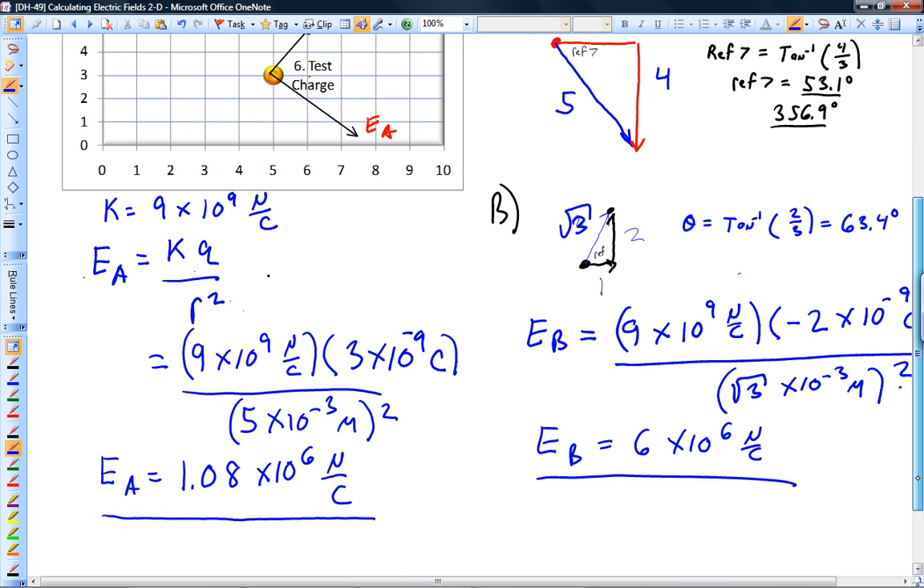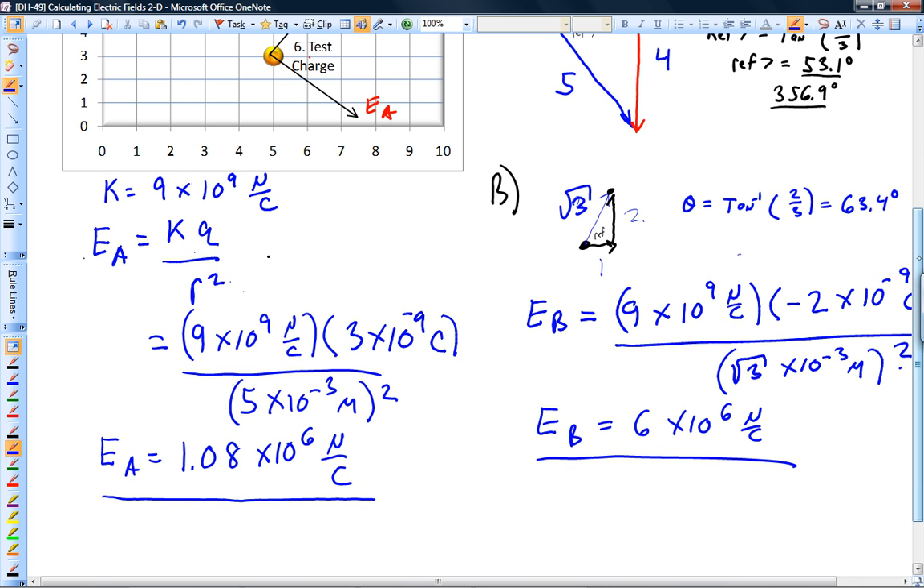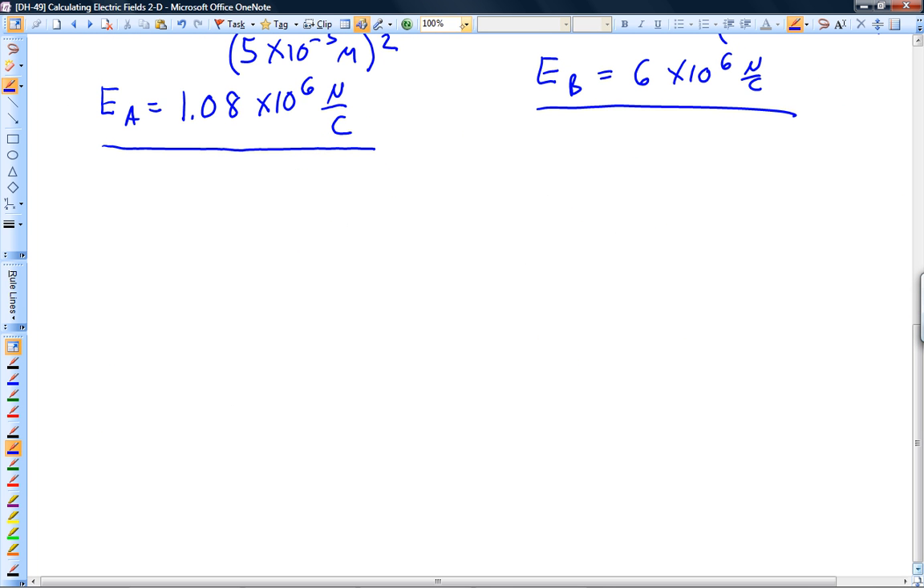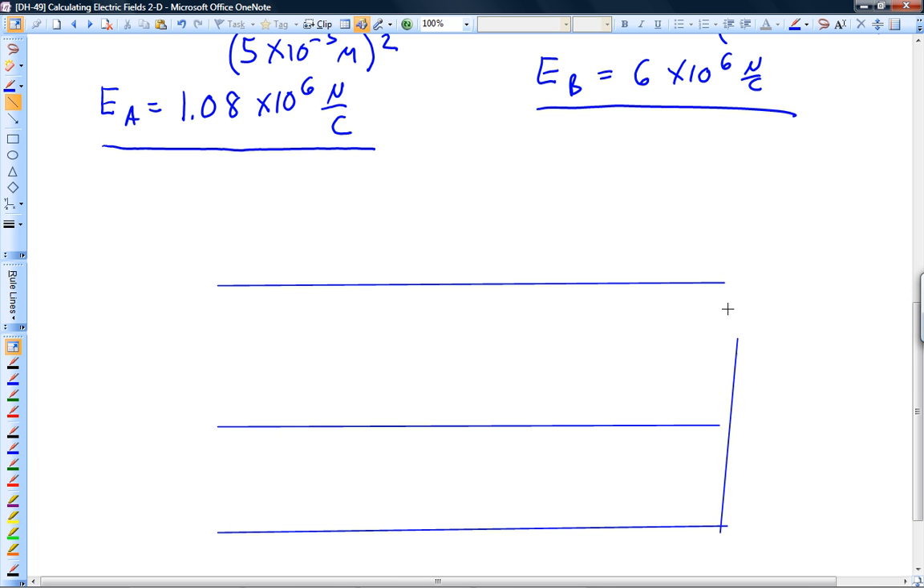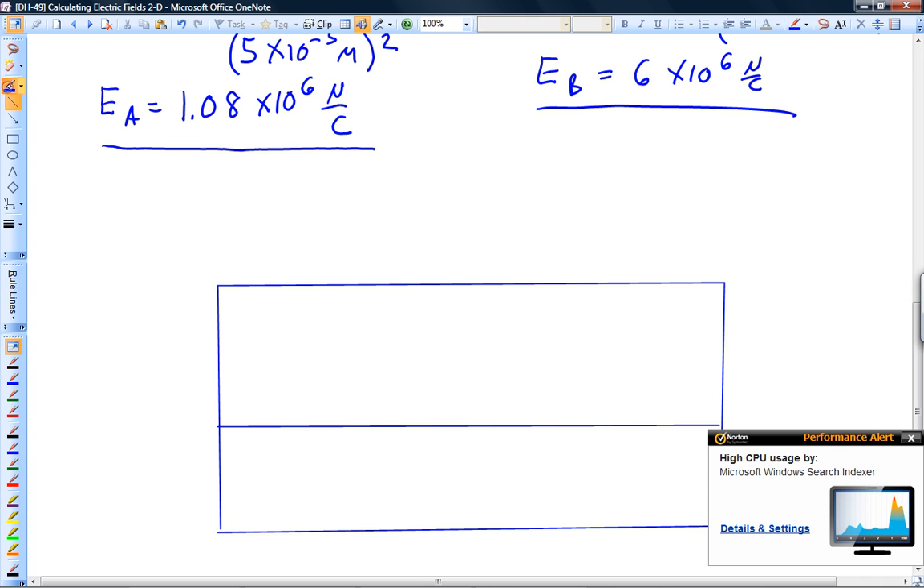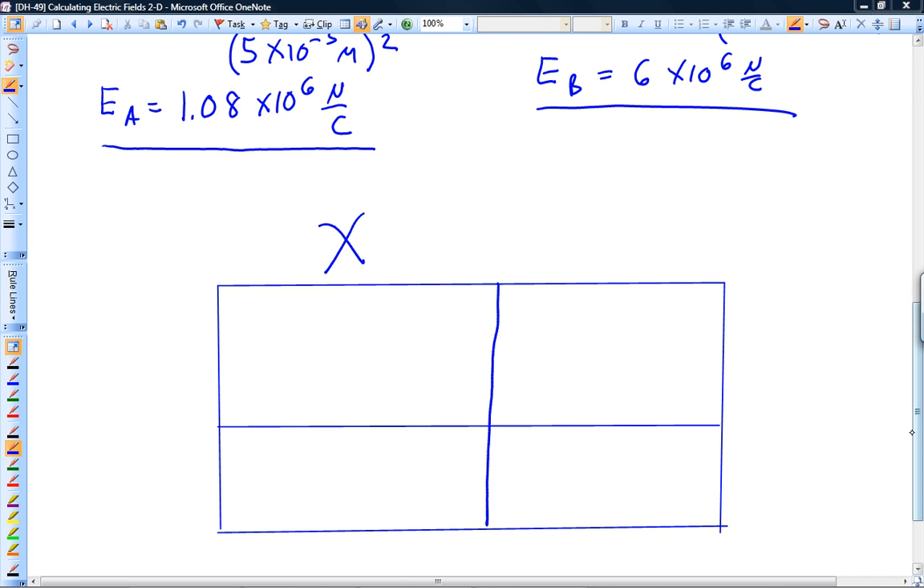So we're a lot of the way here. At this point, it's basically a vector problem. So what we're going to want to do is create a table. We're going to want to get the x components and the y components. So let me be fancy. Make a table, like this. So we're going to want to get the x component, the y component, and we have the electric field due to A and the electric field due to B.